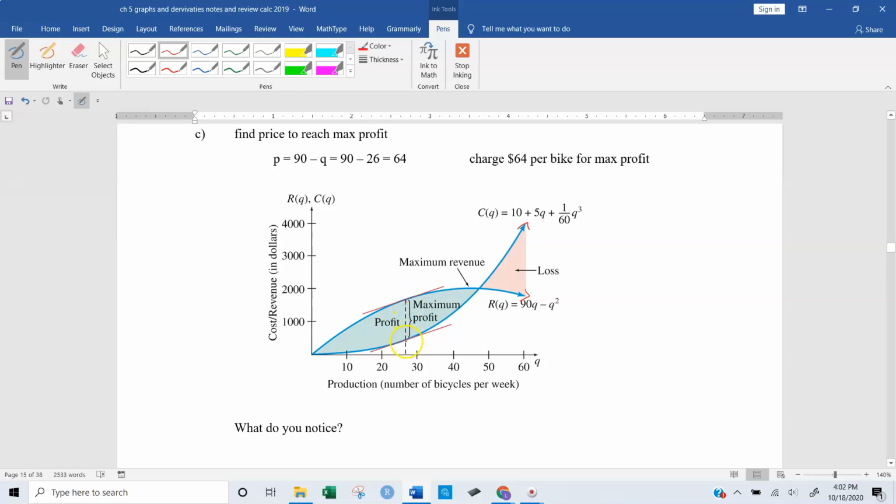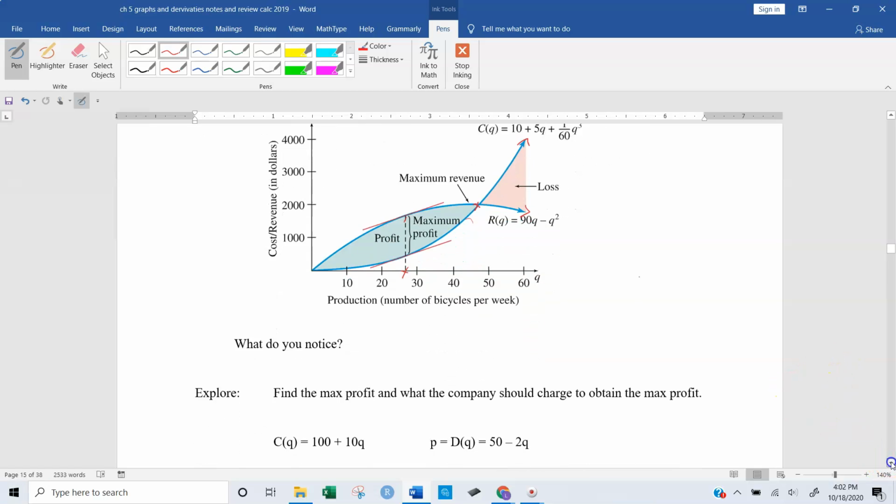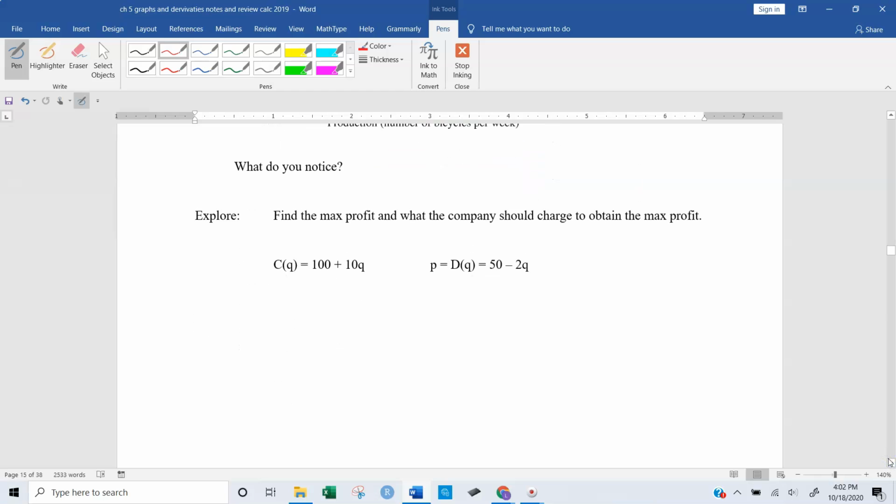All right, when you look at this, what do you notice? Anything interesting, I'm hoping? Right here's your break-even point. Here's your 26. This is when it's the most apart. Life is good. All right, here we go. I want you to find the max profit and what the company should charge to obtain the max profit. So pause this and do this problem.